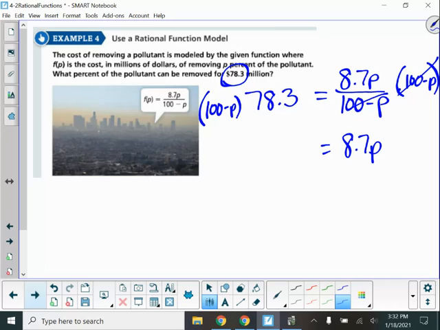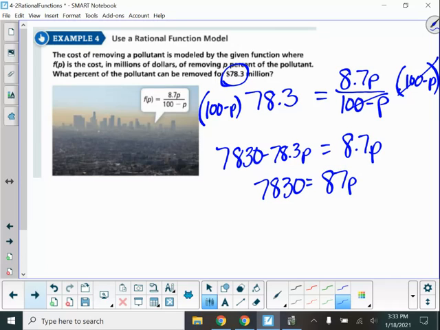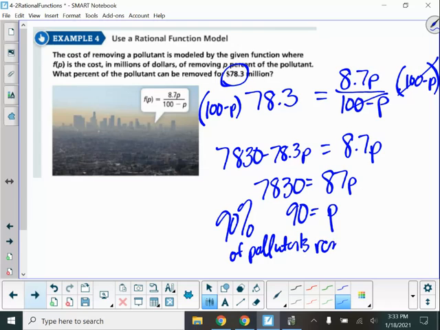So I'm going to get 78.30 minus 78.3p. I need to get my p's on the same side. So 8.7 plus the 78.3 is going to be 87p. Then my 7830 divided by 87 gives me 90. So that's actually going to be 90% of pollutants removed.